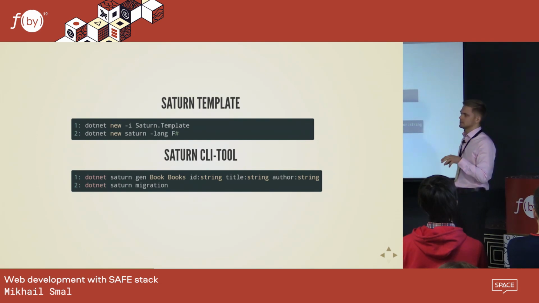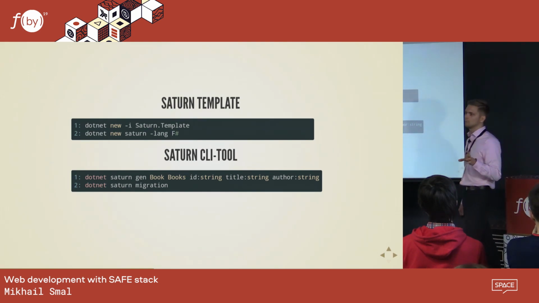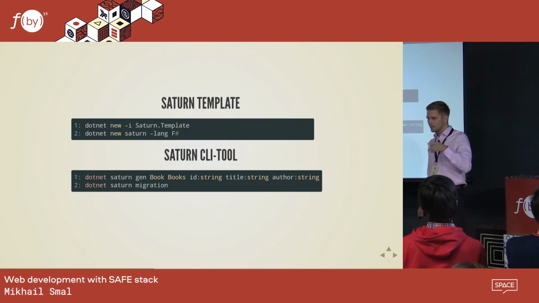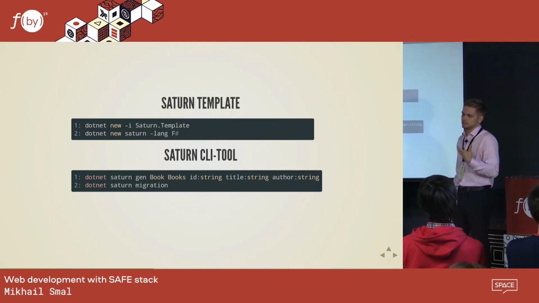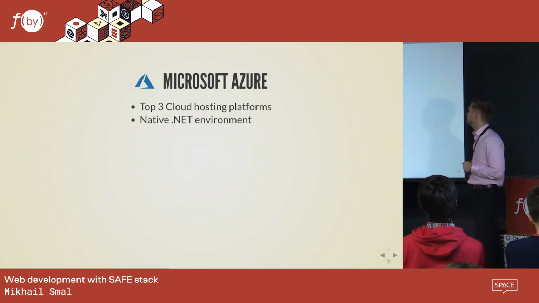It also utilizes the view engine of Giraffe. Might look familiar to Elm markup. Anyone heard about Elm? Okay, so the syntax will be familiar to you with square brackets, like the DSL instead of HTML. The next letter in SAFE is A, which stands for Microsoft Azure.